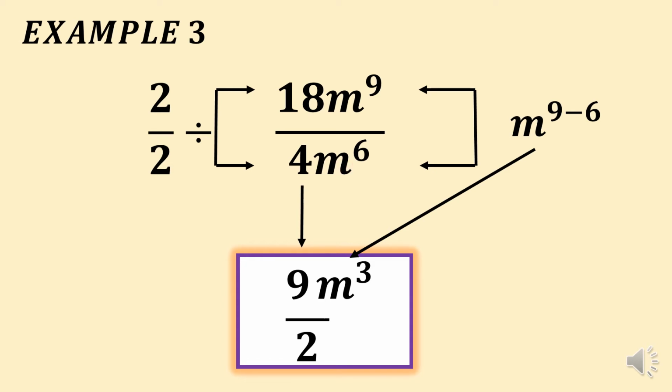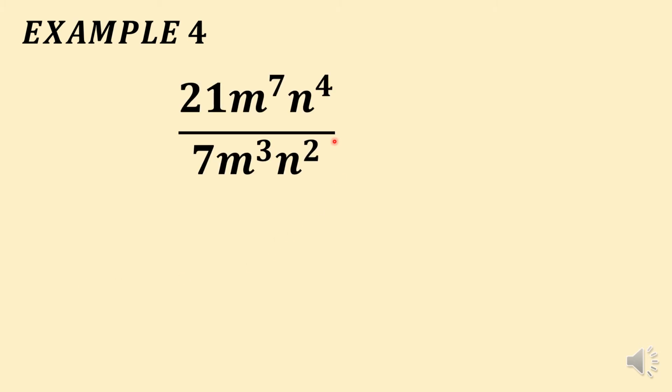Okay, so let's have our next example. Okay, so this is our fourth example. So that is to simplify 21m raised to 7 n raised to 4 over 7m raised to 3 n raised to 2. So in this example, nakikita natin na meron na siyang dalawang variables. Pero still, yung process natin is the same.